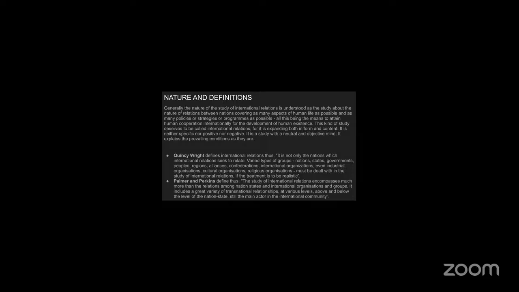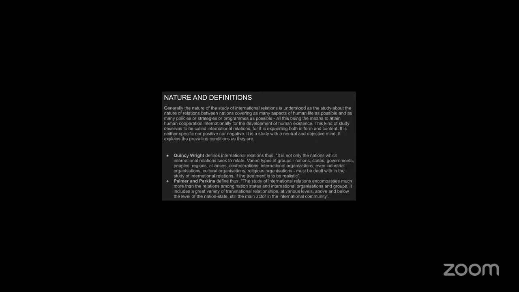It talks about how many aspects of human life are possible, and how many policies, strategies or programs are possible to attain human cooperation internationally with another country for the development of human existence. There are many definitions. One definition is given by Quincy Wright, who talks about international relations as varied, where there are different types of groups, such as nations, states, governments, peoples, regions, alliances, confederations and international organizations. Even industrial organizations and cultural organizations have been dealt with in the study of international relations.